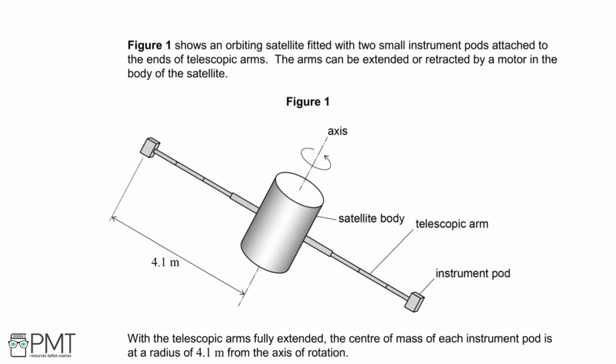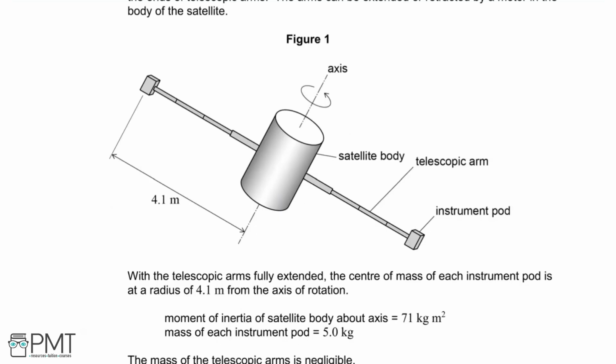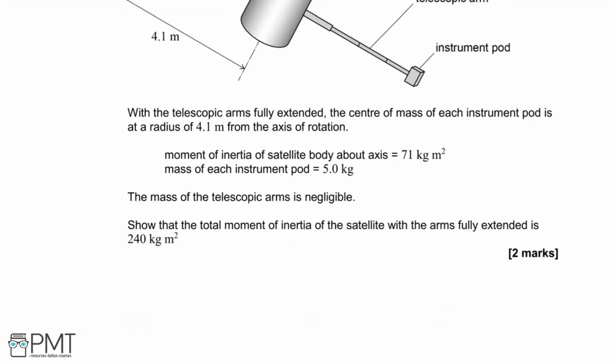Figure 1 shows an orbiting satellite with two small instrument pods attached to the ends of telescopic arms. The arms can be extended or retracted by a motor in the body of the satellite. So we've got figure 1 there, as described, with an axis of rotation at the center and then various masses at various radii from that center. With the telescopic arms fully extended, the center of mass of each instrument pod is at a radius of 4.1 meters from the axis of rotation.